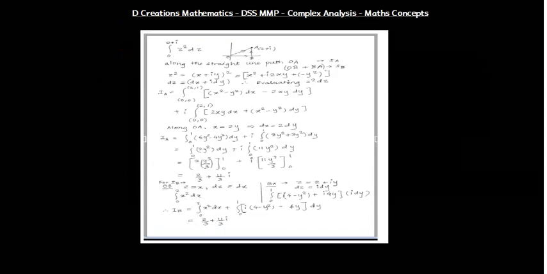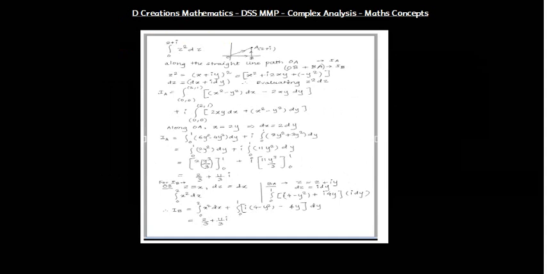Let us quickly revise what we have done. We were asked to evaluate the integral of z squared dz going from 0 to 2 plus i. We took z as x plus iy, so dz was automatically dx plus i dy. When we are looking at the path OA, here basically the equation is going to be x is equal to 2y. So here we are simply able to substitute x as 2y and dx as 2 dy respectively.